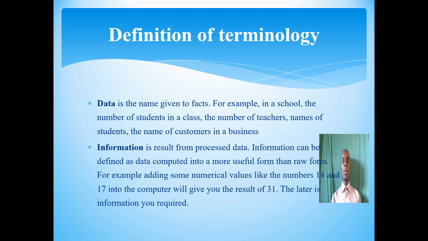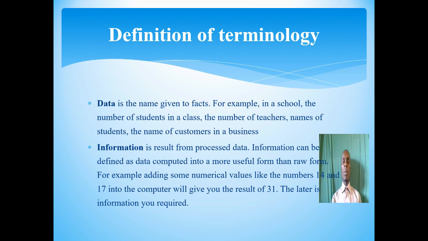Another terminology we have is information, and we define information as the processed data. So data that have been processed and given out as an output is called information. And information can be defined as data computed into a more useful form than the raw form.